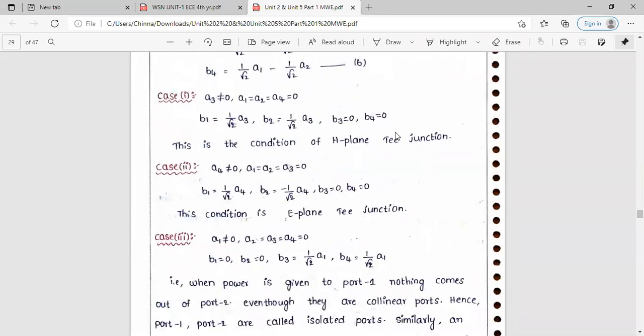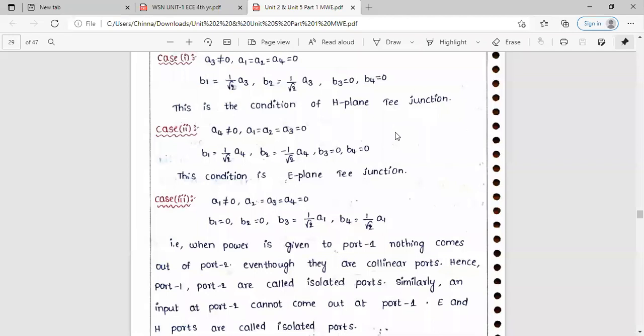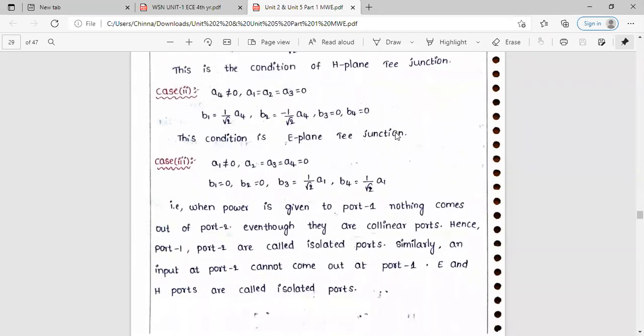Coming to case 2, A4 is not equal to 0. A4 is the input, and A1, A2, A3 are equal to 0. Substituting these values in the above expressions, we obtain B1 is equal to 1 by root 2 A4, B2 is equal to minus 1 by root 2 A4, and B3 and B4 are 0. This condition represents the E plane T.